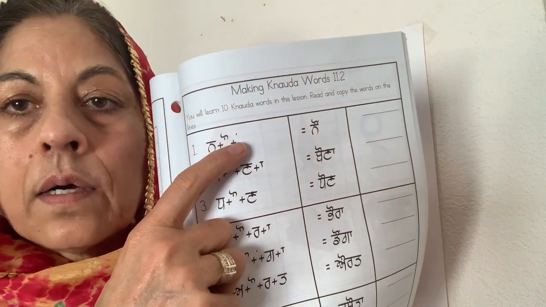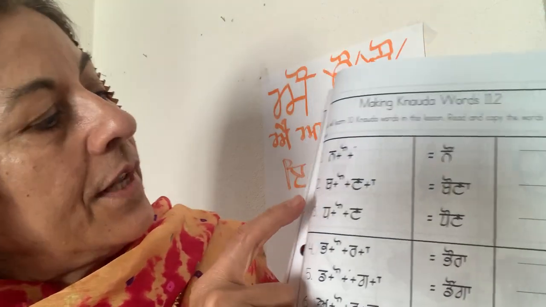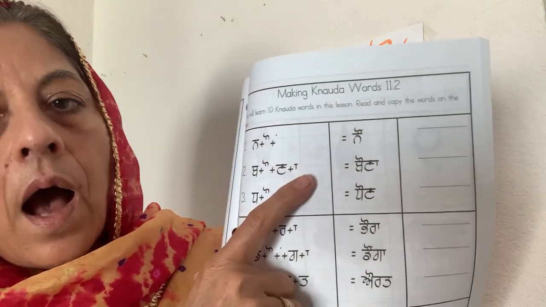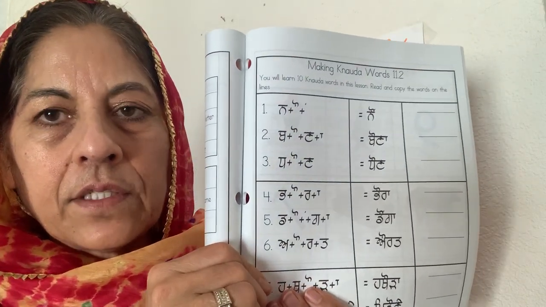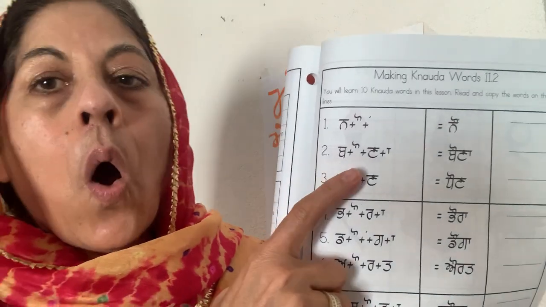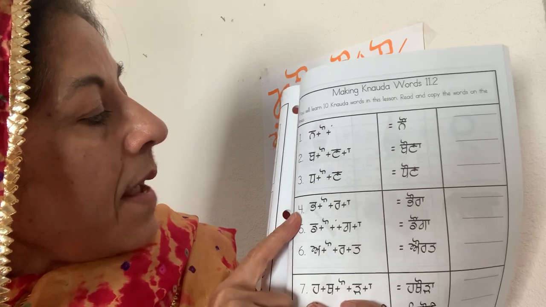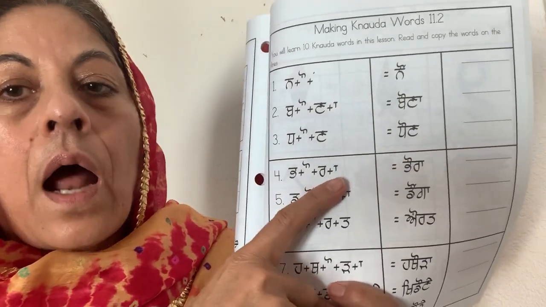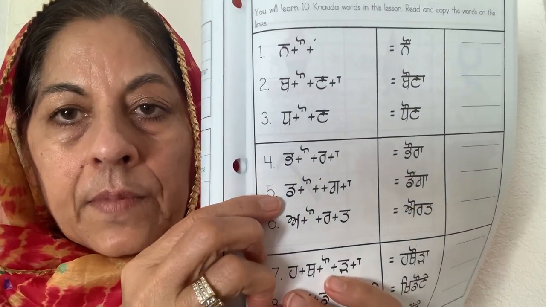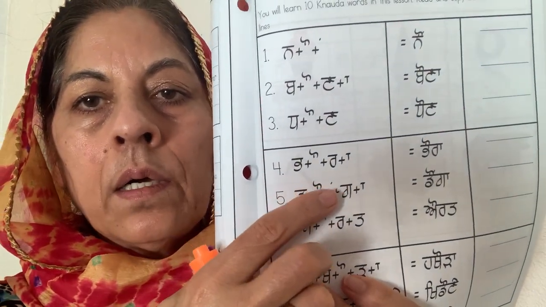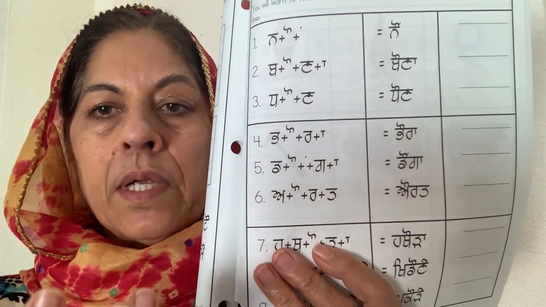No means number nine. Very good. Bona. Bona is a dwarf person. They're usually three feet or less. Ton. Ton is your neck. Your neck. Okay. Pora. Pora is a bumblebee. Okay. Donga. Donga is a big serving bowl.